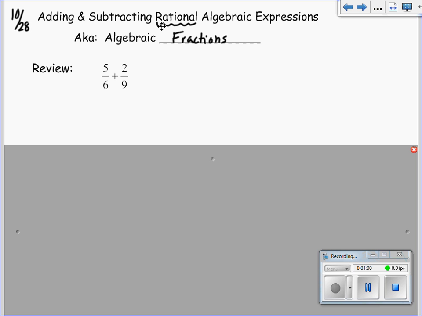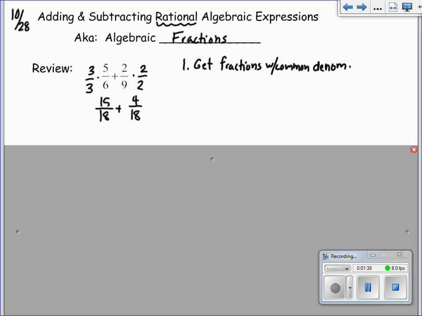In order to get 18, you have to multiply this first fraction by 2 over 2. And the second fraction, oh no, not 2 over 2, sorry. To get 18, you have to multiply the first fraction by 3 over 3, and the second one by 2 over 2. So then we can see that 5 sixths is equivalent to 15 eighteenths, and 2 ninths is equivalent to 4 eighteenths. So the first thing we did was get fractions with common denominators. We always do that when we add or subtract fractions, whether they're regular fractions or algebraic fractions.